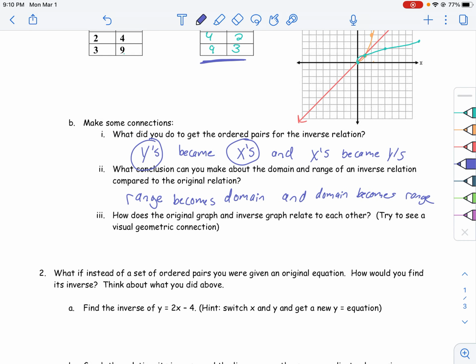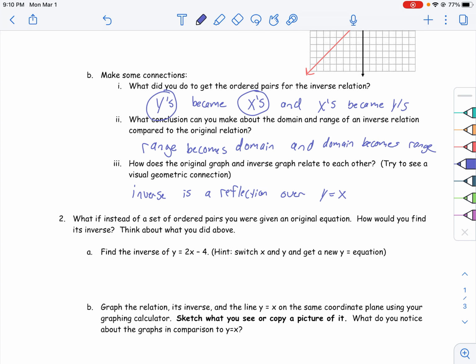So how does the original graph and the inverse graph relate to each other? Try to see a visual geometric connection. Well, we talked about this yesterday, right? The inverse is a reflection over y equals x. All right?